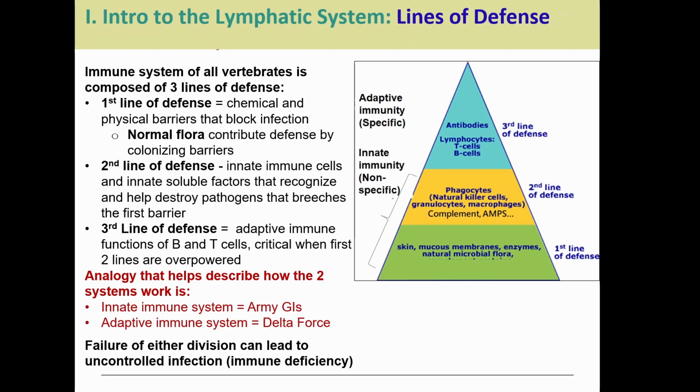The second line of defense is where we start to use immune cells. So things like monocytes, things like neutrophils, but they're not specific. These are immune cells that will just destroy pathogens in general. And then the third line of defense, this is where we get to the adaptive side, the B and T cells. This is going to kick in when the first and second lines of defense have been overrun.